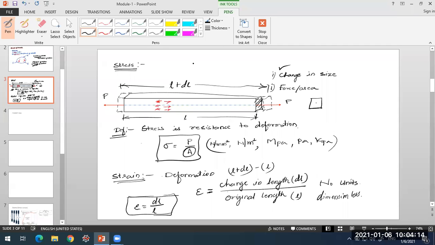Shubham, you have raised the hand. Any difficulty, doubt? Shubham, if you have any doubt, you can unmute and ask that.